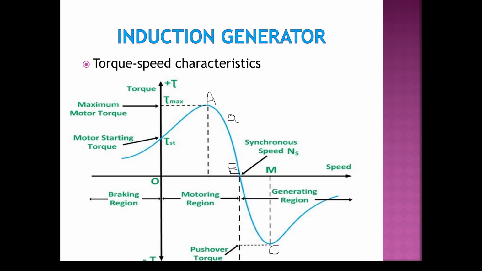So the induction motor is coupled to a prime mover whose speed is controlled, and the operating point is A. Let us assume that if the prime mover speed is increased, then the operating point moves from A towards B. When the prime mover rotates at ns, slip is zero, because when n is equal to ns, we can substitute in the equation s is equal to ns minus n by ns. So slip becomes zero, and the operating point is B now.